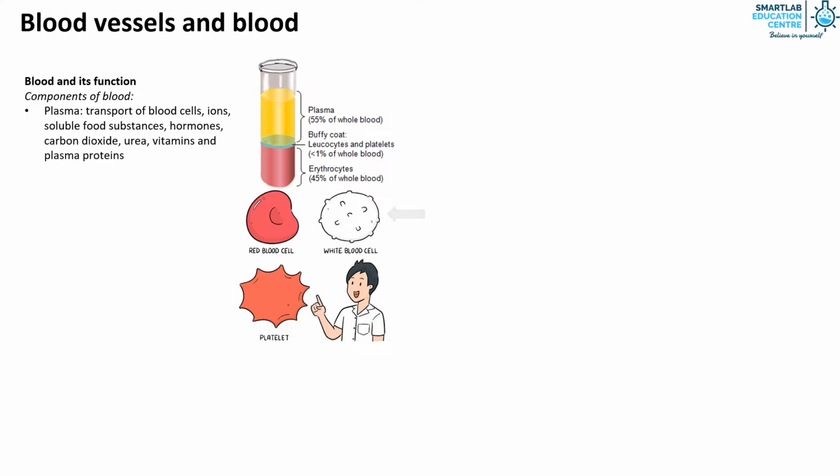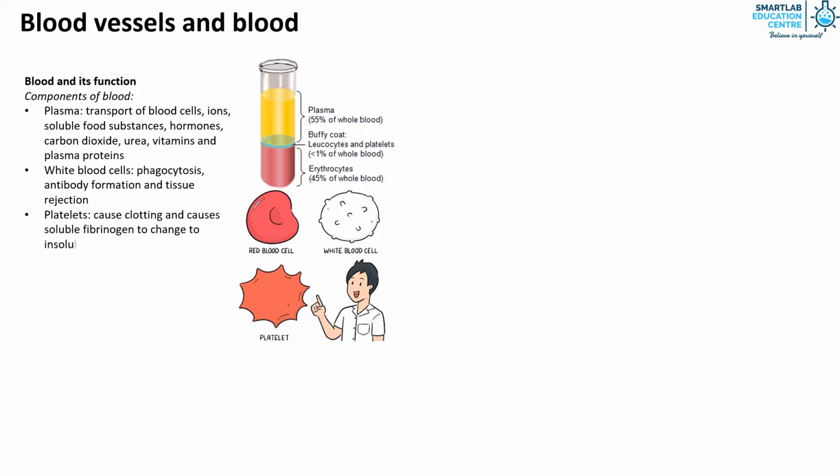Second, we have the white blood cells. They carry out phagocytosis, antibody formation, and tissue rejection. Third, we have the platelets. They cause clotting and soluble fibrinogen to change to insoluble fibrin. Lastly, the red blood cells, which take up 45% of whole blood volume. They are responsible for oxygen transport as they contain hemoglobin.